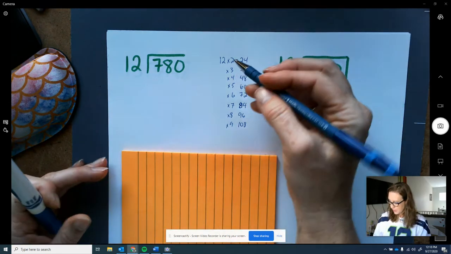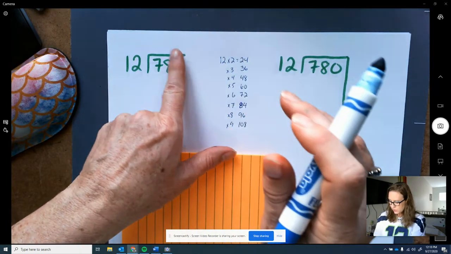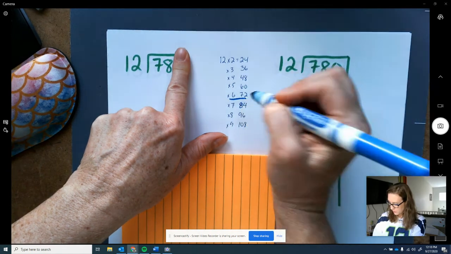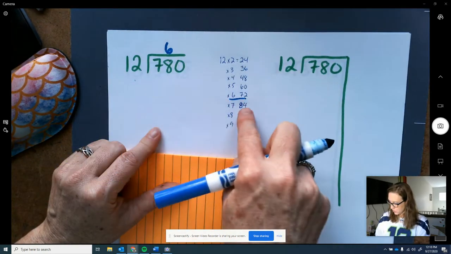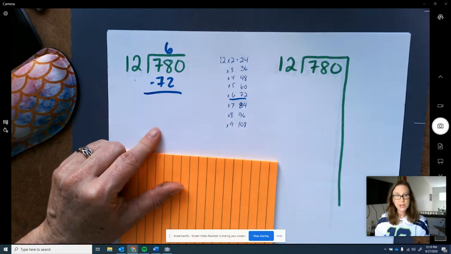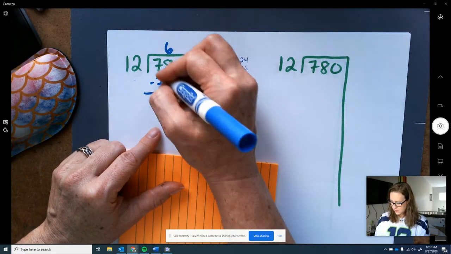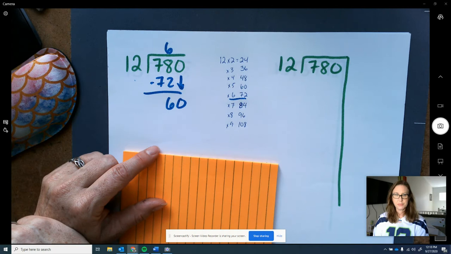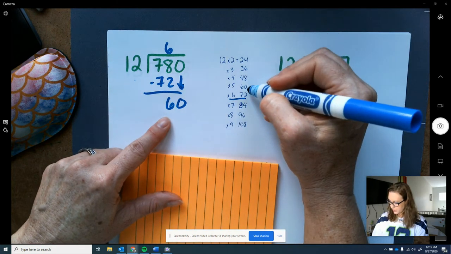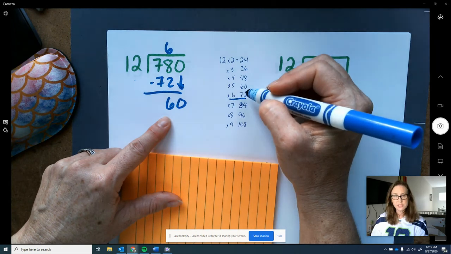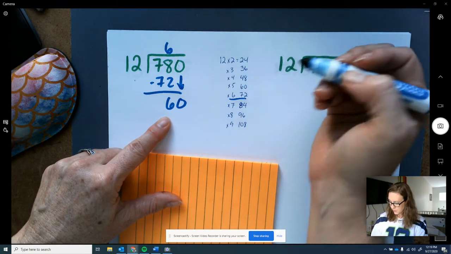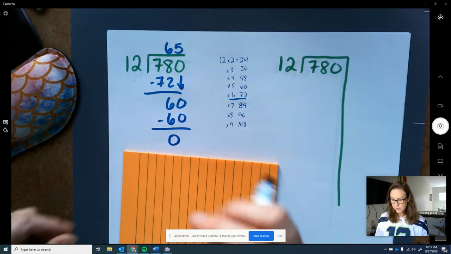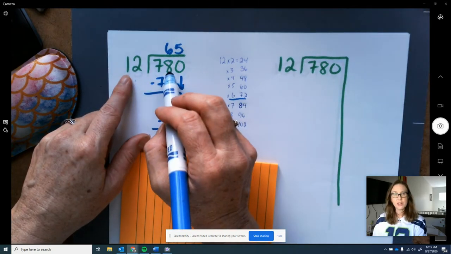I missed something. So 12 goes into 7 no times. 12 goes into 78 without going over 6 times. 6 times 12 is 72. So I'm going to subtract that. 8 minus 2 is 6. 7 minus 7 is 0. And I'm going to bring down my next number, which is 0. All right, so which one of these numbers comes closest to 60 without going over? Right, times 5. So we're going to put the 5 here. 5 times 12 is 60. And we have nothing left over. So 12 divided into 780 is 65.